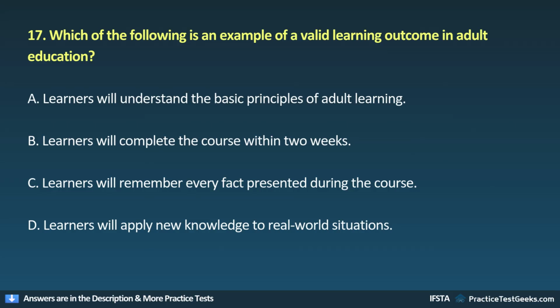17. Which of the following is an example of a valid learning outcome in adult education? A. Learners will understand the basic principles of adult learning. B. Learners will complete the course within 2 weeks. C. Learners will remember every fact presented during the course. D. Learners will apply new knowledge to real-world situations.